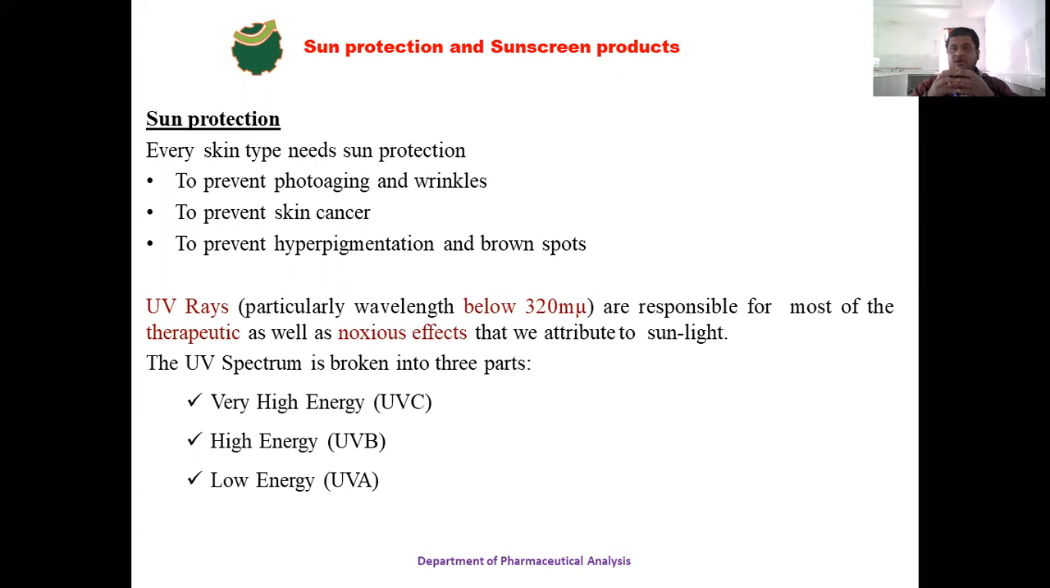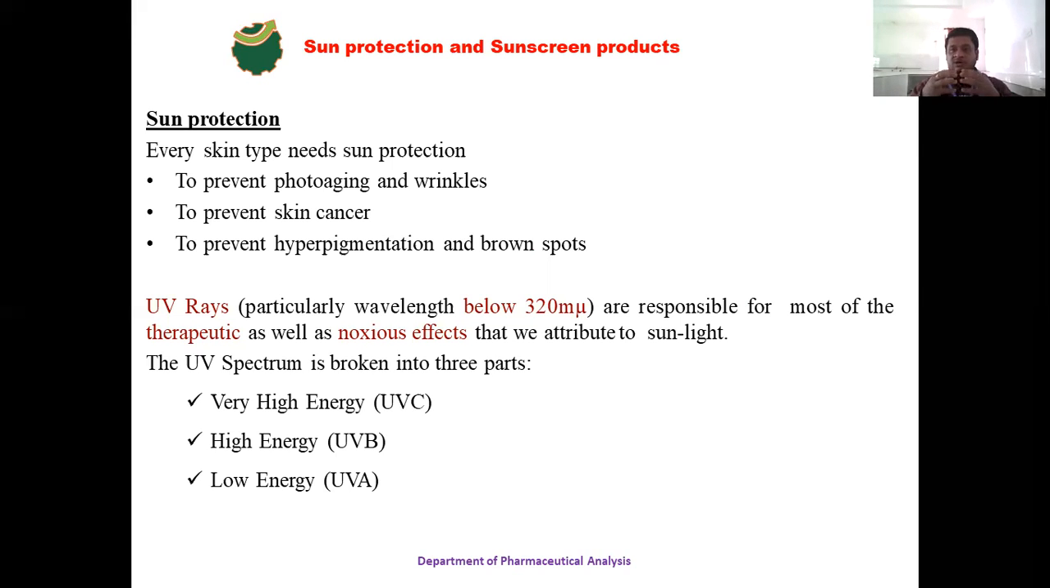So we can use sunscreen products, which mainly protect us from these particular problems. Those problems mainly arise because of UV rays. UV rays, as we know, come in various wavelengths, and they cause various therapeutic effects as well as noxious effects for our skin.